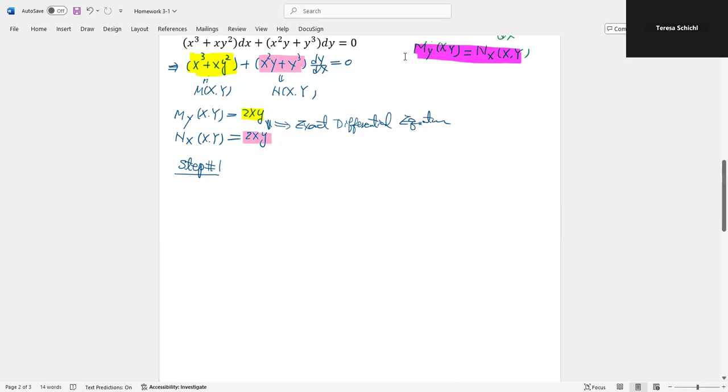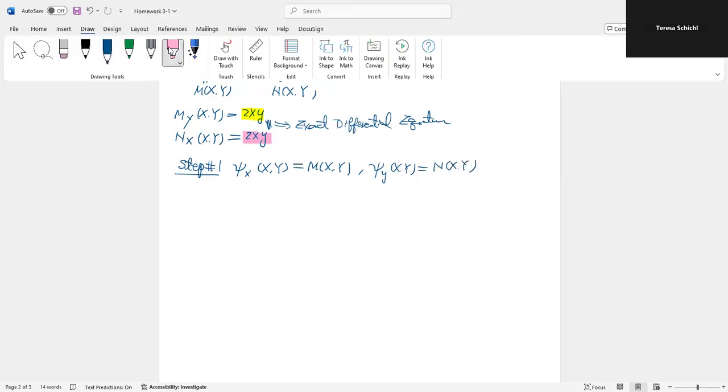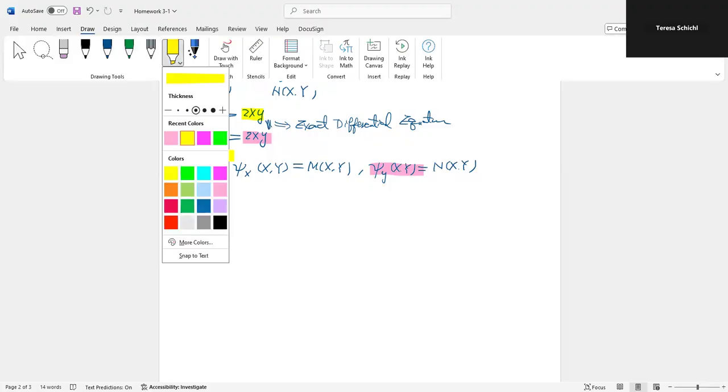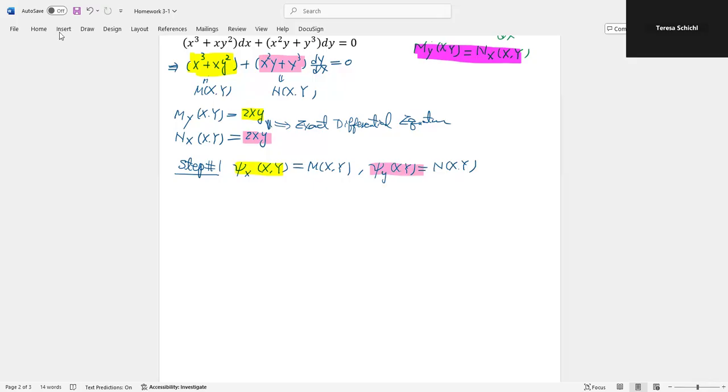All right, and then the first step here, we're going to assign some functions. I will assign this function phi_x(x,y) to be my M(x,y). And then I will assign another, phi_y(x,y), to be my N(x,y). Let's do the same color coordination so we know what that means and we don't get confused here. I like to put in the color here.